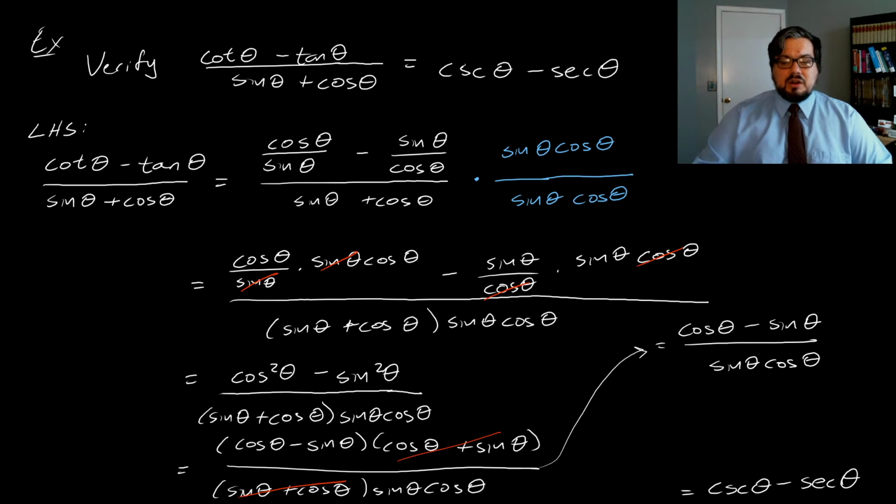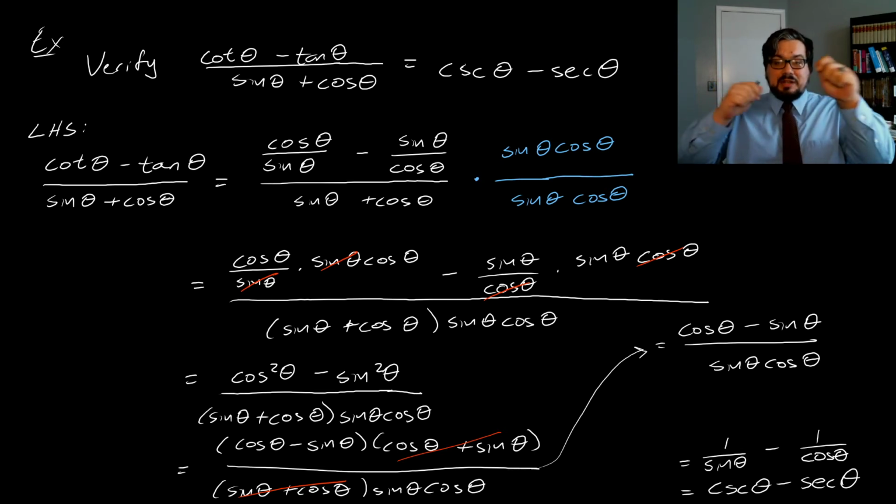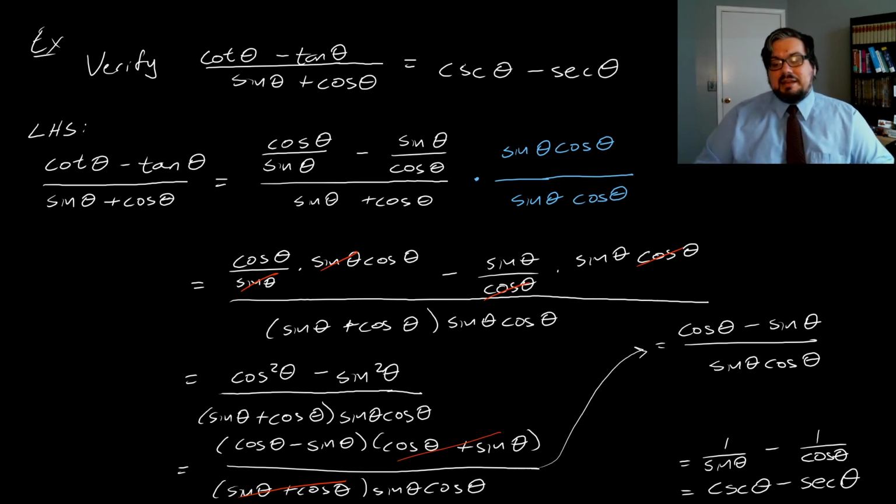From our first line, starting with the left-hand side, we got expressions involving just sine and cosine. So let's express our right-hand side in terms of sine and cosine. This would be 1 over sine theta minus 1 over cosine theta. And so we're trying to find a way to basically stitch these two lines of reasoning together. We're trying to find a way to get the same expression coming both down from the left-hand side and up from the right-hand side.